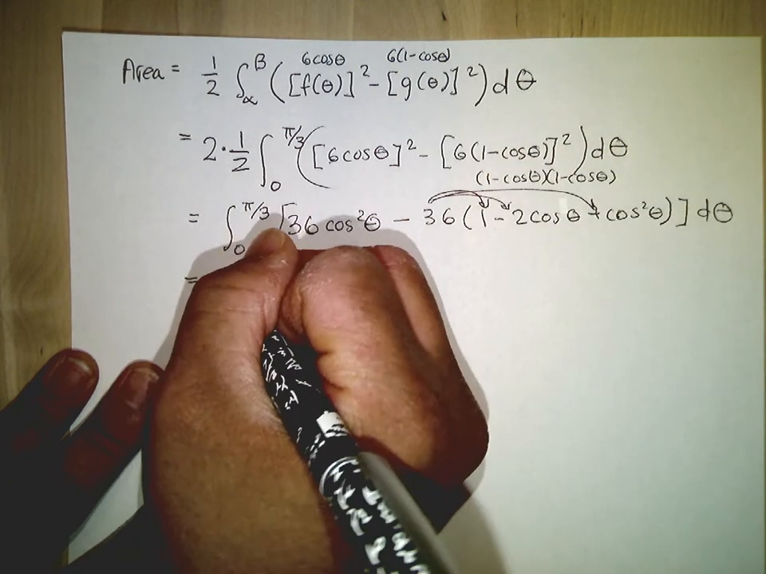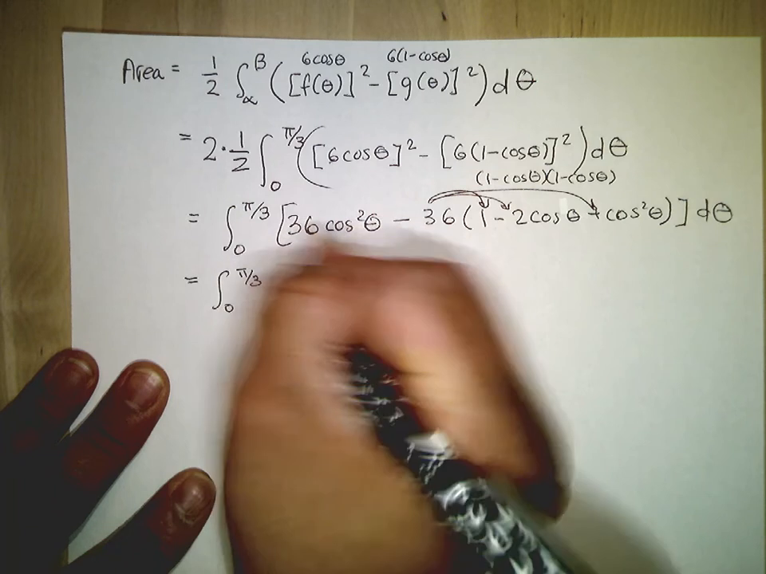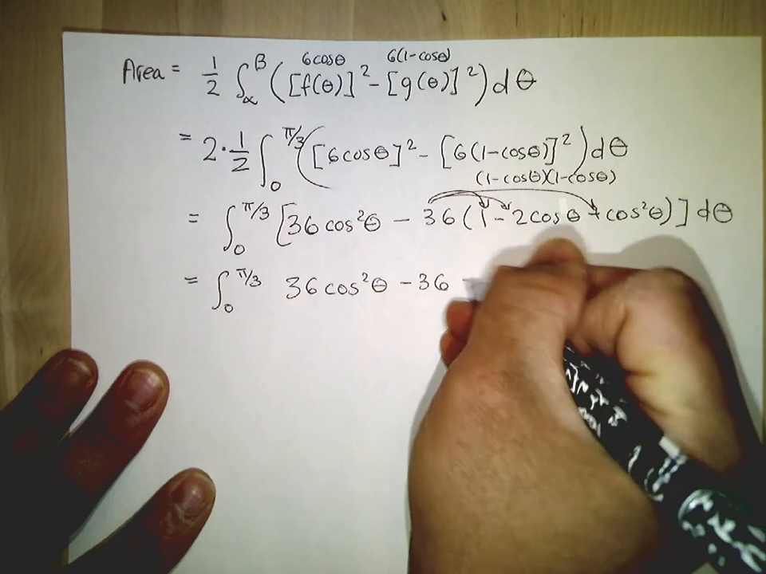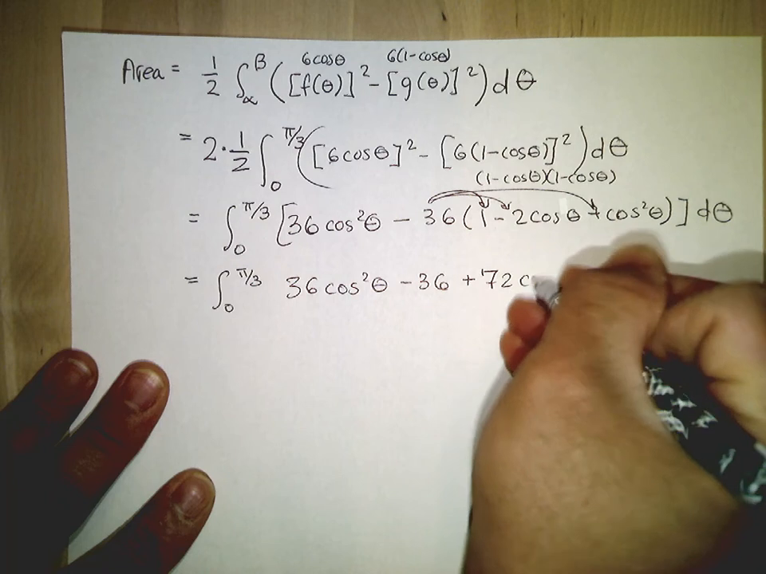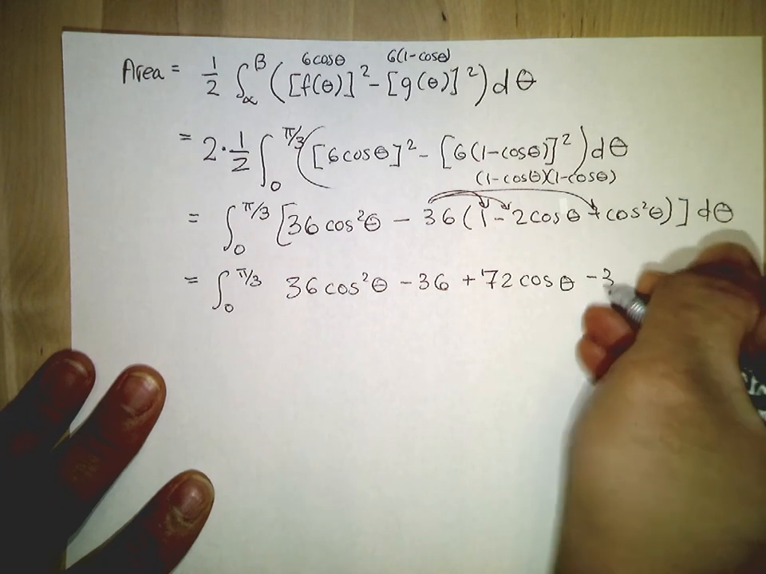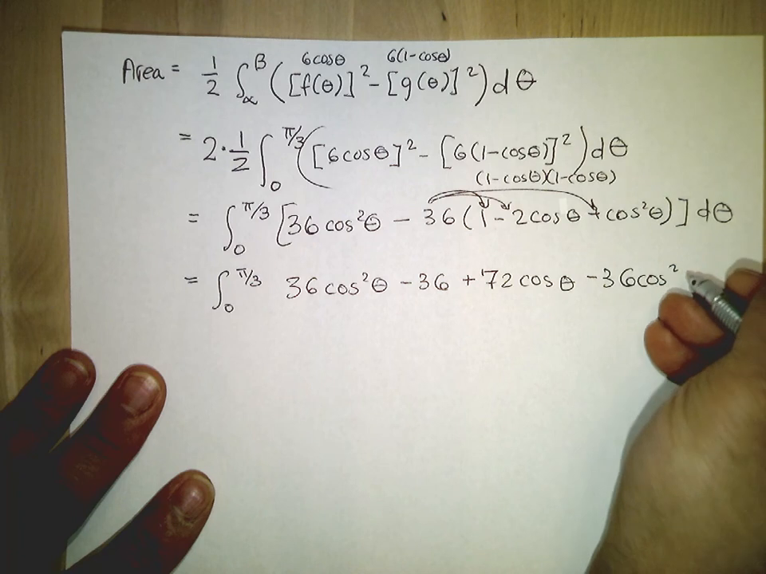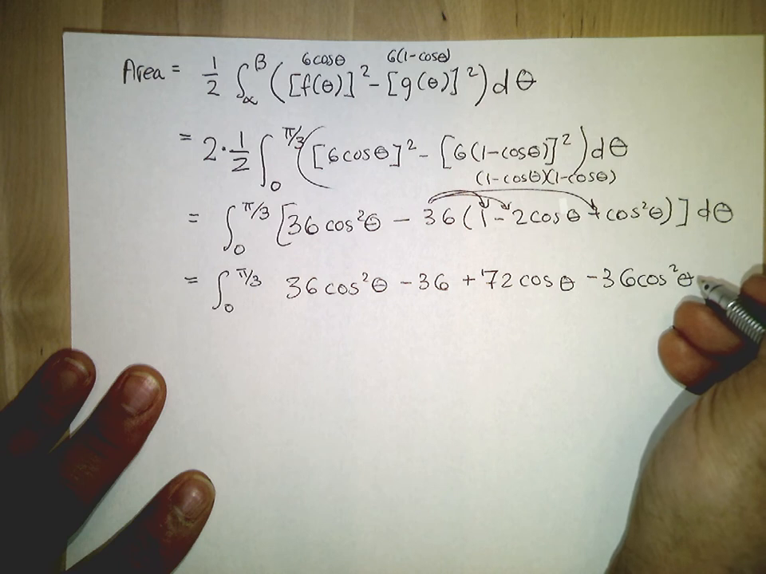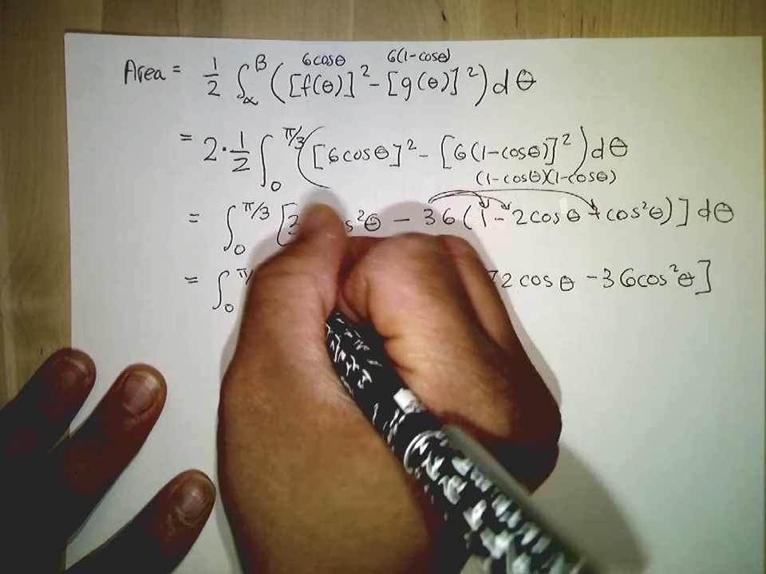And let's distribute the negative 36 here. So we have the integral from 0 to pi over 3 of 36 cosine squared theta minus 36 plus 72 cosine of theta minus 36 cosine squared theta. All right. D theta.